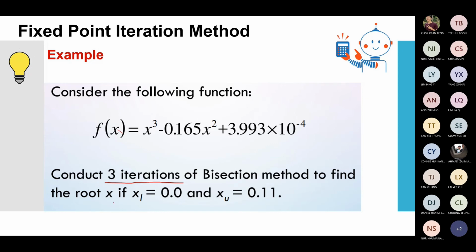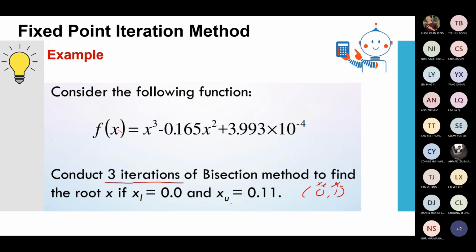In the question, you will be given the lower limit. Sometimes it will be in this form: they give you a 0, maybe a 1. You must understand that this is your lower limit and this is your upper limit. For this case, they already give you the lower boundary value, which is 0.0, and your upper value is given as 0.11. So from here you already know your boundary.